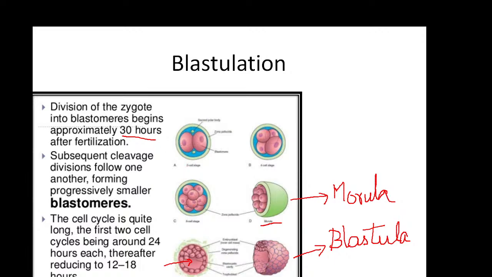Here you can see, this is a 2-celled stage, this is a 4-celled stage, and this is an 8-celled stage: 1 2 3 4 5 6 7 8. Then 8 becomes 16, 16 becomes 32, and 32 undergoes division to form 64. Thus a mass of cells is formed, and this mass of cells is called morula. There is no cavity in the morula. Each cell, in the morula or in the blastula, is called a blastomere. Each small, individual cell found in morula and blastula is called a blastomere.